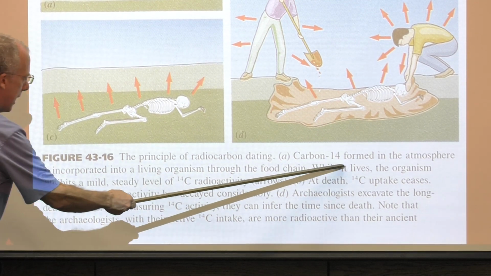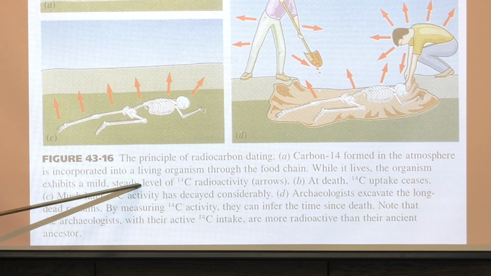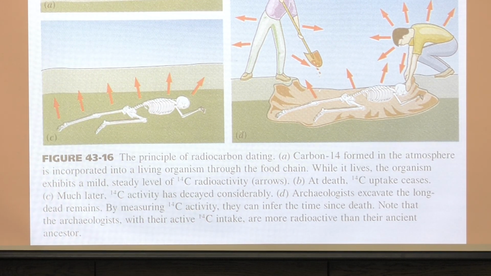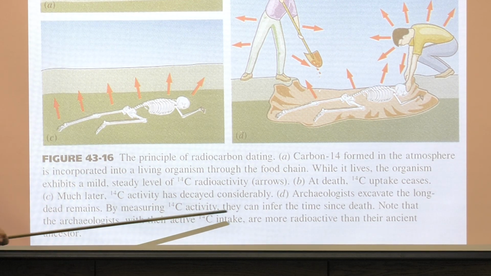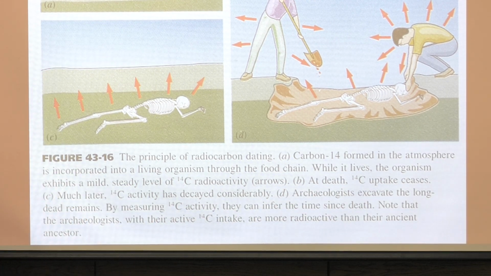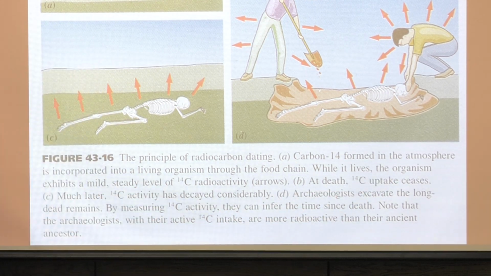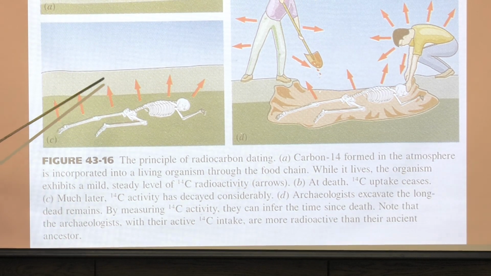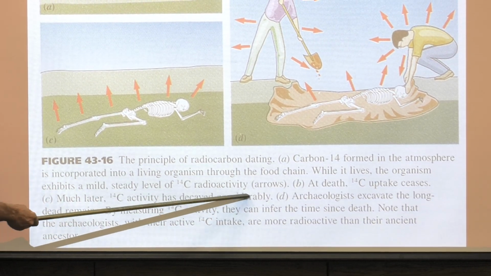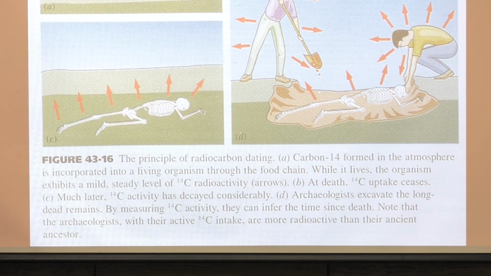Okay, so while Eve lives, she exhibits a mild, steady level of carbon-14 radioactivity. These arrows indicate that she's radioactive. All right? Great. Now, B, at death, she no longer eats, so she no longer gets any more carbon-14. So at death, the carbon-14 uptake ceases. Okay? C, much later, there's Eve. Much later, the carbon-14 activity has decayed considerably, right? Because she's no longer taking it in, and so that carbon-14 is decaying.